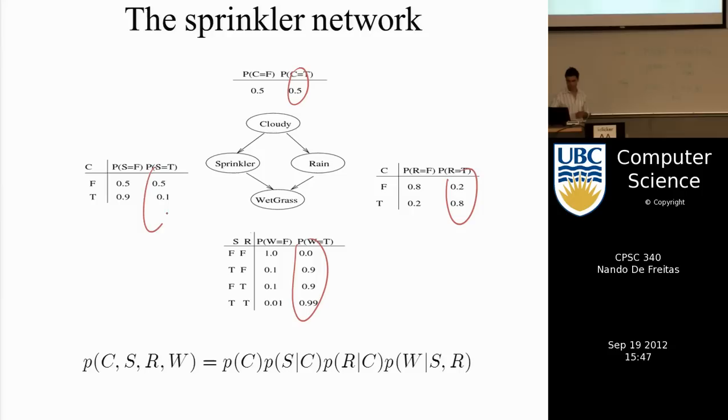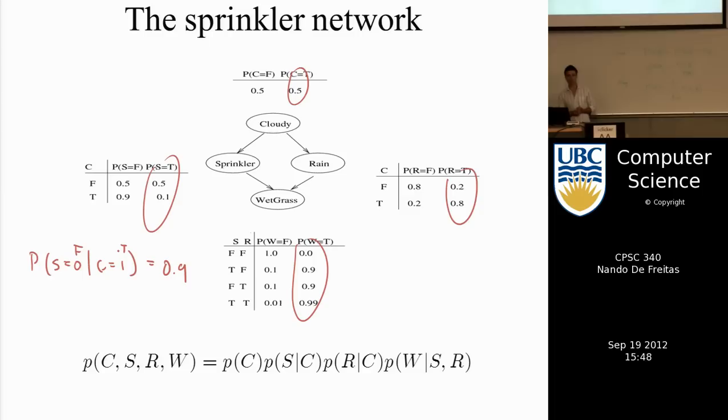Someone told us that the probability of it being cloudy is 0.5. This again is not Vancouver. Someone said that the probability that the sprinkler is not on, or otherwise F, given that it is cloudy, is equal to 0.9, and so on. So that's what these numbers do. These numbers give us all the tables.